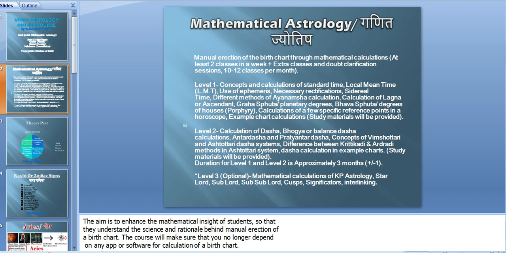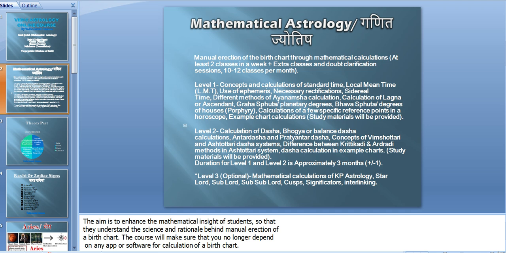So pay attention to this slide. This describes our course on mathematical astrology. So here is manual erection of the birth chart through mathematical calculations. At least 2 classes you will get in a week, plus extra classes and doubt clarification sessions will be there. So we can expect 10 to 12 classes per month.